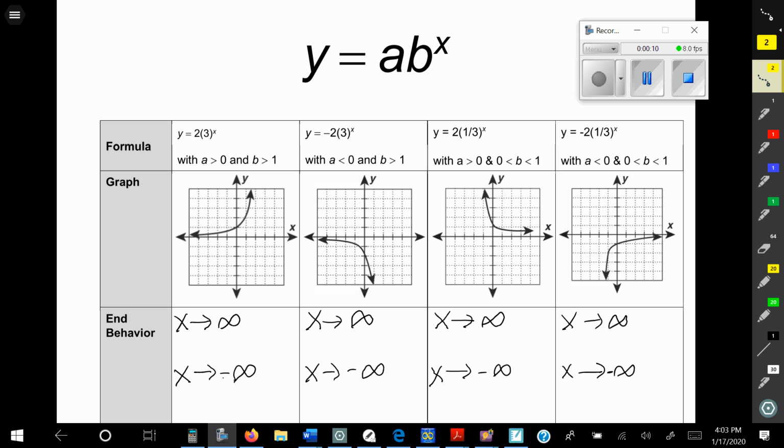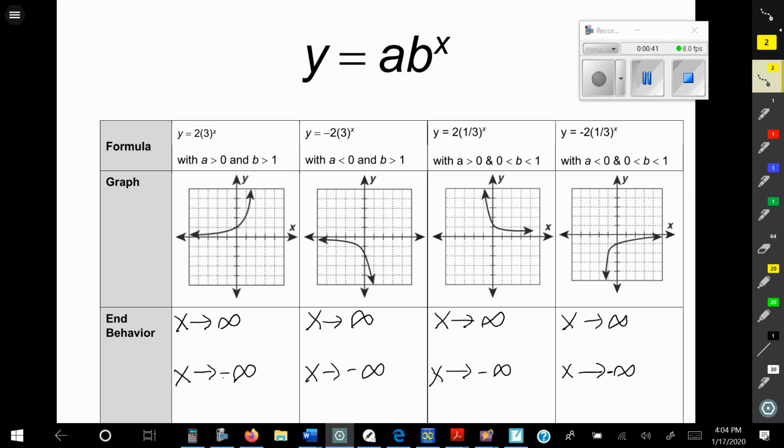So let's begin. First I want to start off with our exponential function, which is y is equal to ab to the x. And the two numbers I want you to focus on are the a and the b. We want to focus on whether the a is a positive or negative number, and whether the b is greater than 1 or in between 0 and 1. And when that happens, you get different shapes to your exponential function.